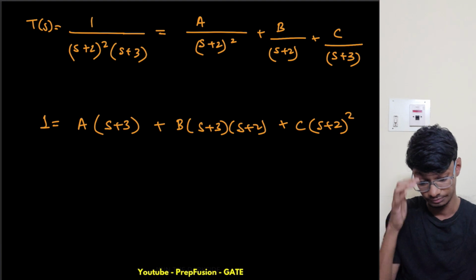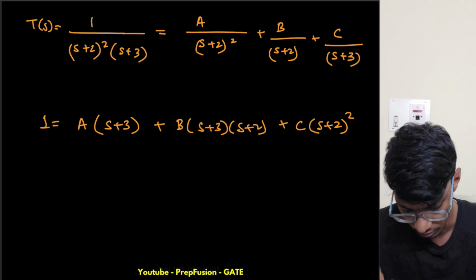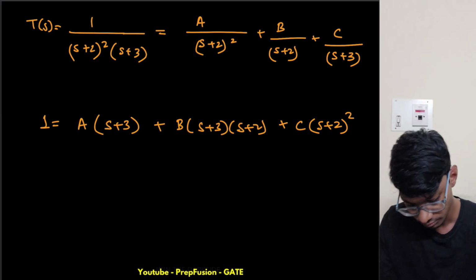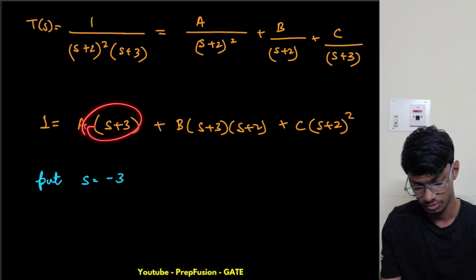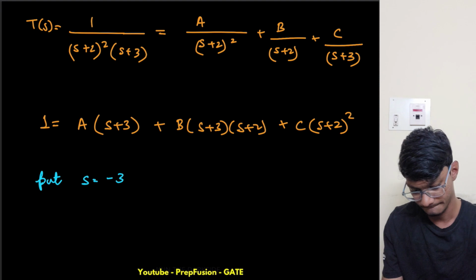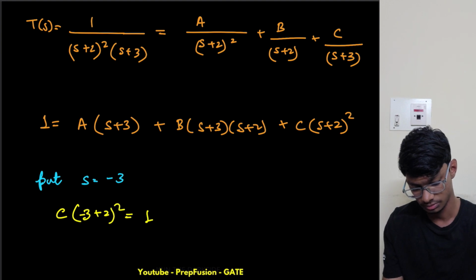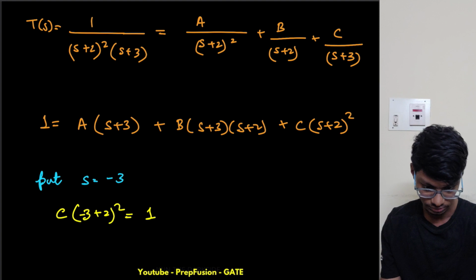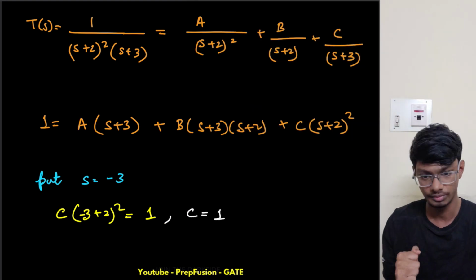Now what will be my a, b, c? If you know, then try to find it and cross verify, right? So what will be my a, b, c? What I can do is first put s equals to -3, then this one will go to 0 and this one will also go to 0, and only this will remain. So this will be c times (-3 plus 2) whole square equals to 1. So c will be equals to 1. Okay, c will be equals to 1.